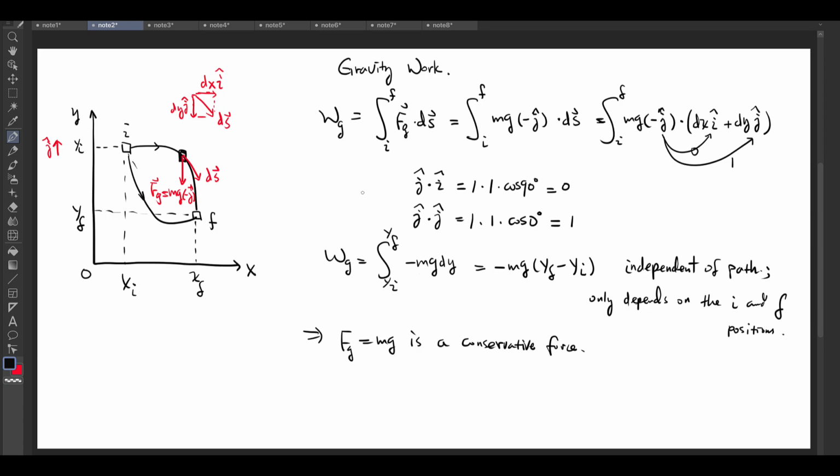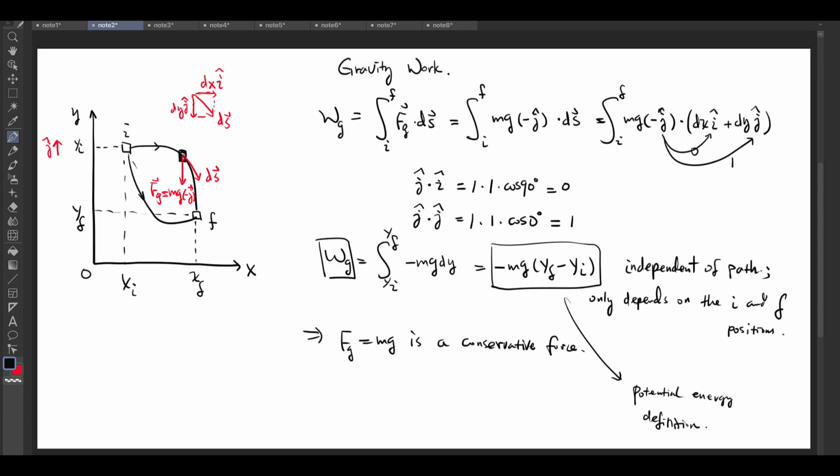Let's also summarize: the work done by gravity is given by this expression. It's always given by that expression. And in the future, we're going to use this result to define the potential energy. So it forms the basis of the potential energy definition. We'll see that in the next chapter.